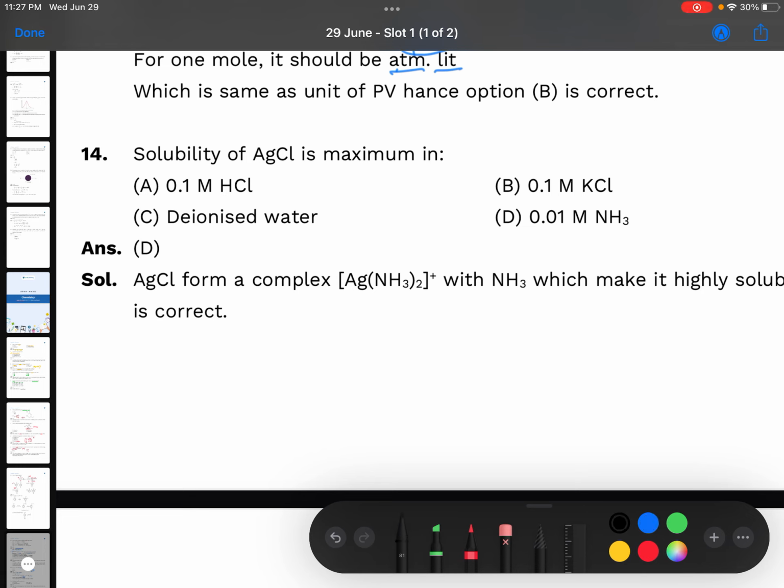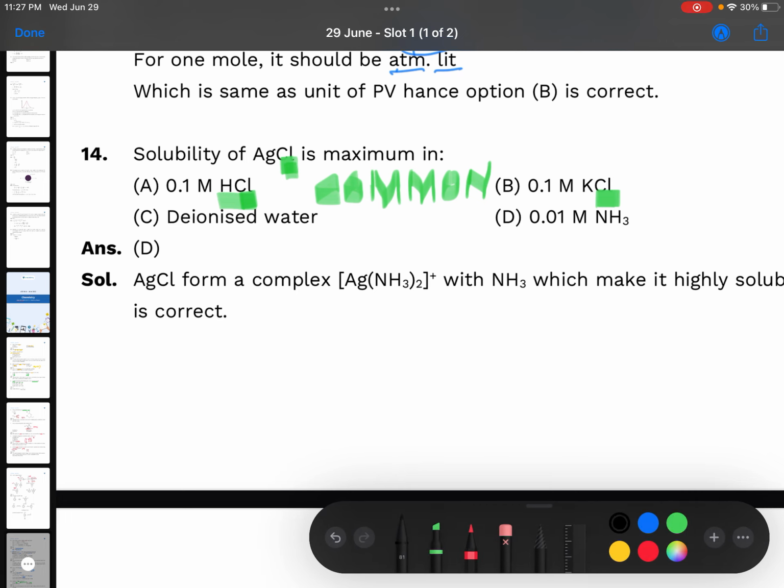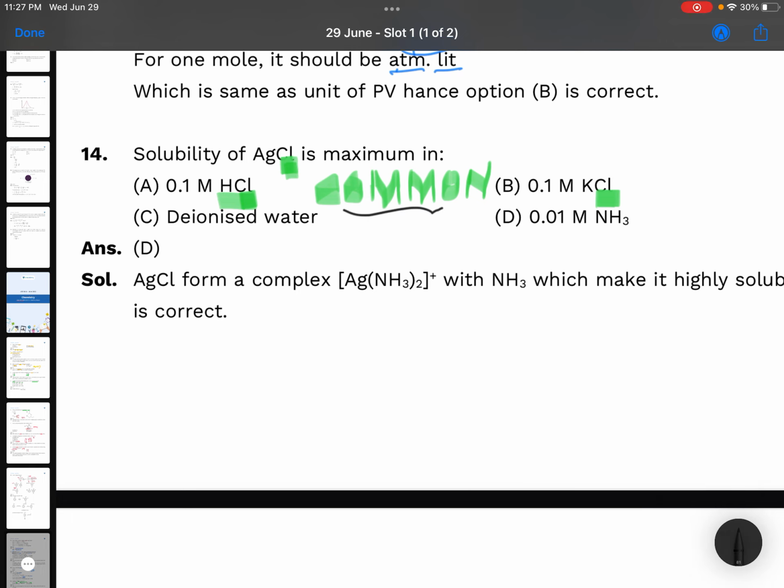Coming to this, 0.1 M HCl, NaCl. Okay, in these two cases, we have common ion. Okay, common ion is not a good factor. So the solubility is going to be minimum. Deionized water, no use of this. And this one, you see, Ag complex is formed. Silver ammonium complex is formed. That's why it is more soluble in this. Correct answer.